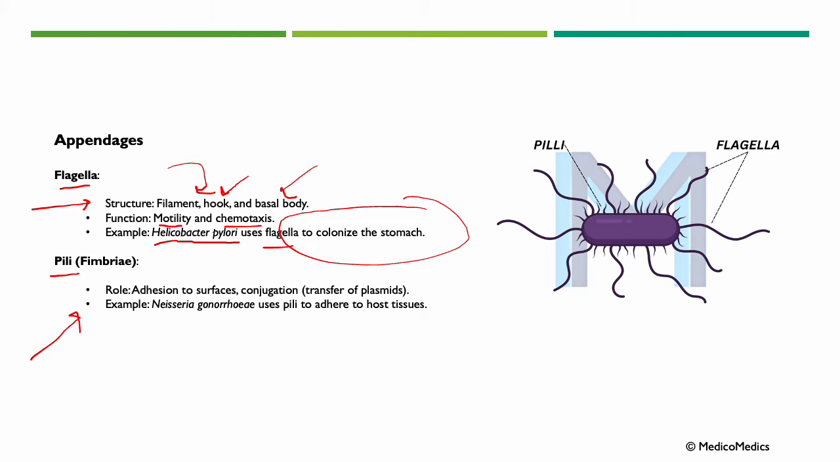We have again then pili. Its role is adhesion to surfaces, conjugation, so transfer of plasmids. An example could be Neisseria gonorrhoeae, which uses pili to adhere to host tissues.